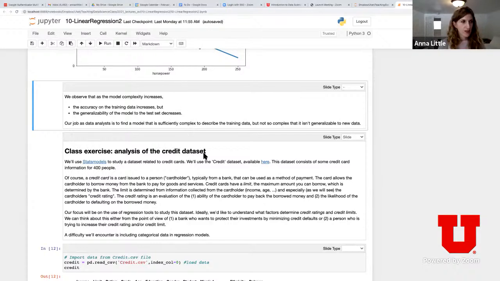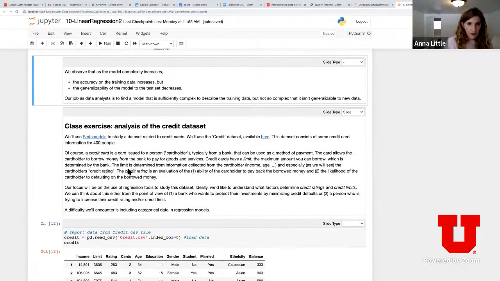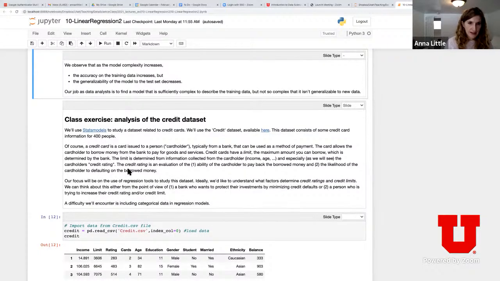All right, so let's go ahead and get started again. For the class exercise today, you're going to be looking at a credit data set, and we'll use statsmodels to study the data set related to credit cards. But first of all, I wanted to go over a few things altogether related to the set and make a few other comments about regression.